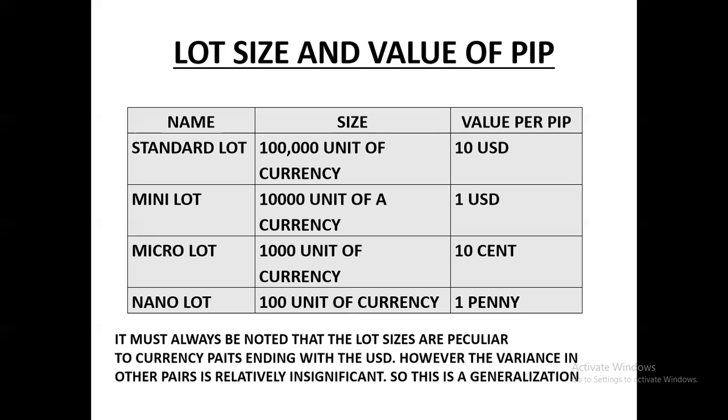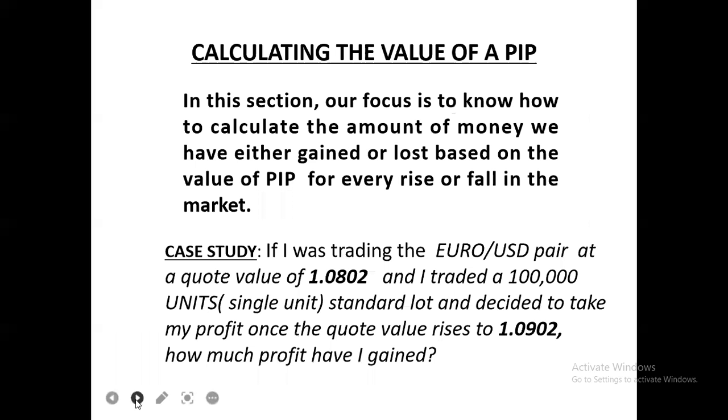Now, if it is double units, it will be equal to 10 US dollars times 2. Same for triple units, or a unit by 4 or unit by 5. I'll keep multiplying the value per pip by the number of units of currency I'm trading under that lot. So with that taken, let's move to that other phase now.